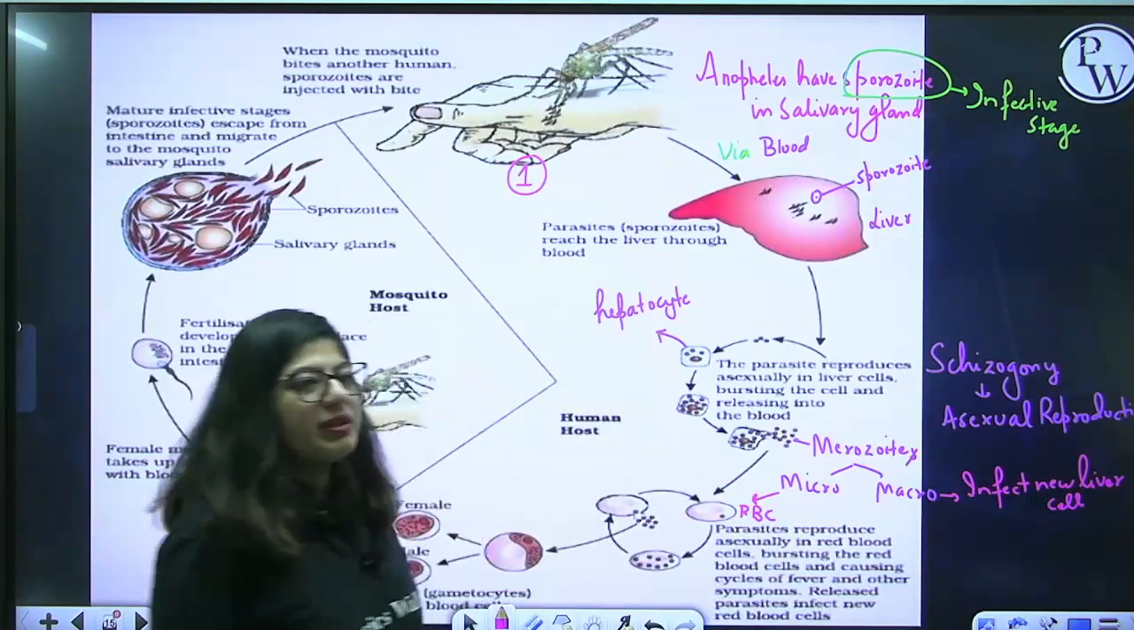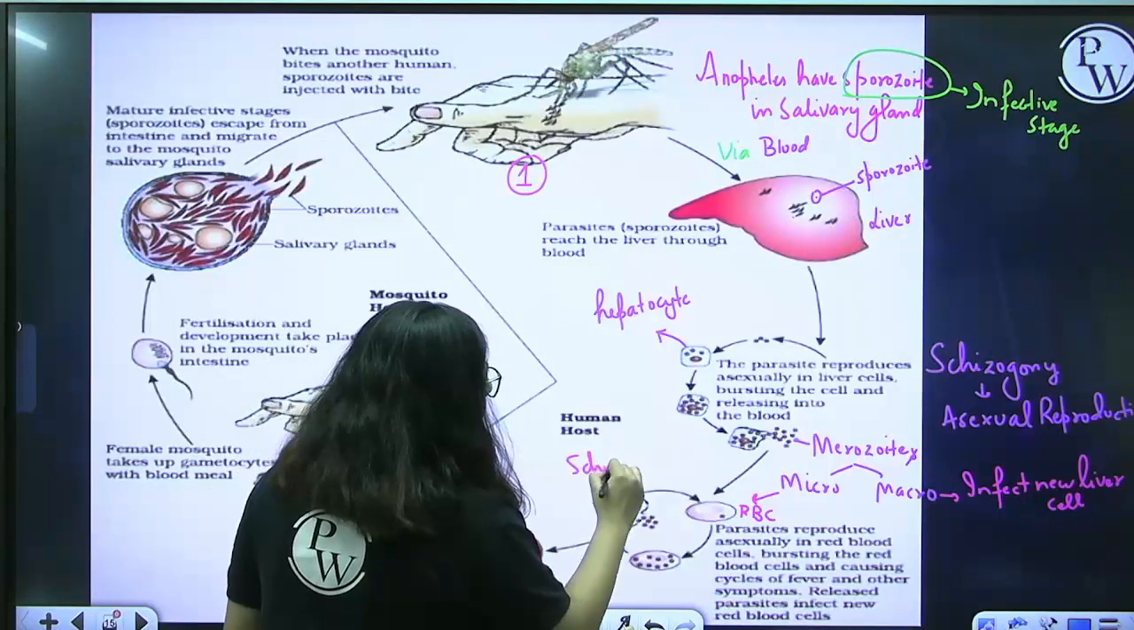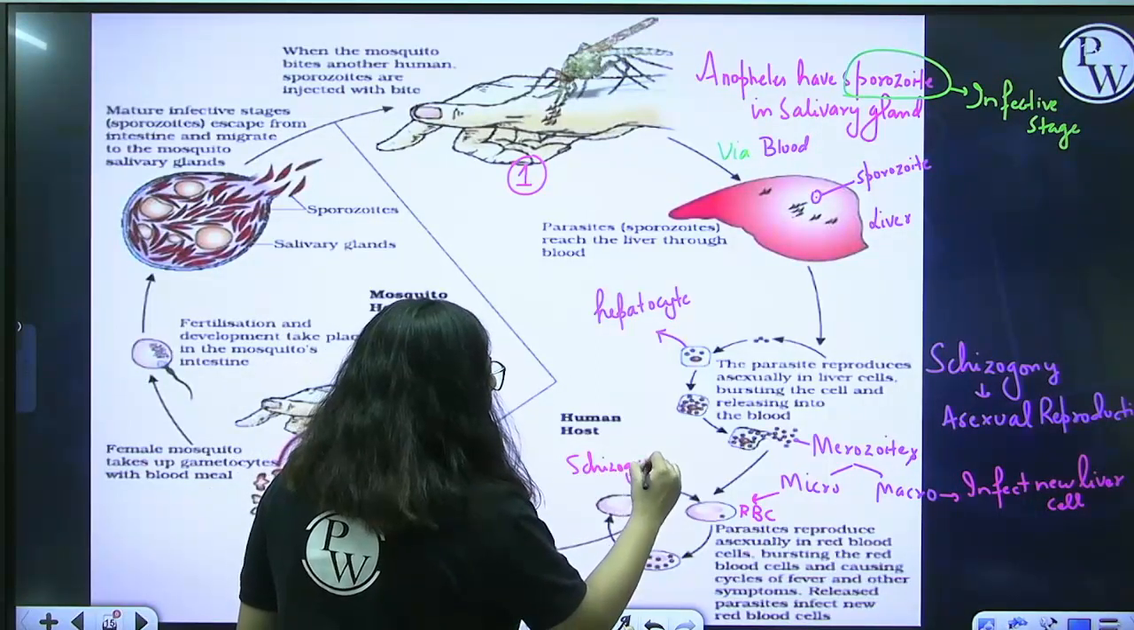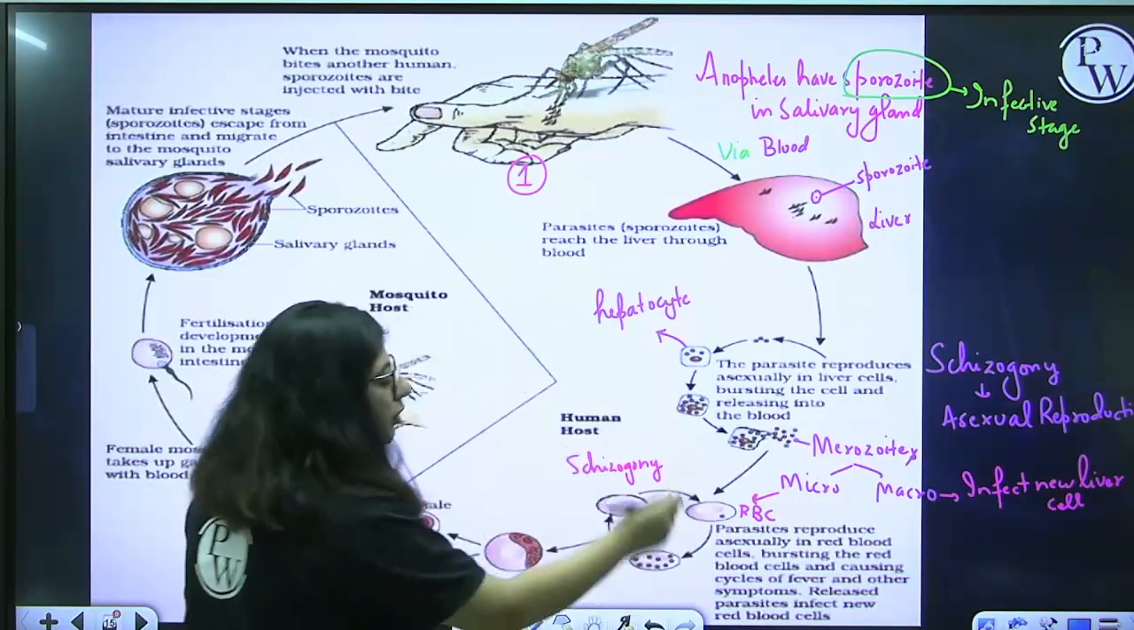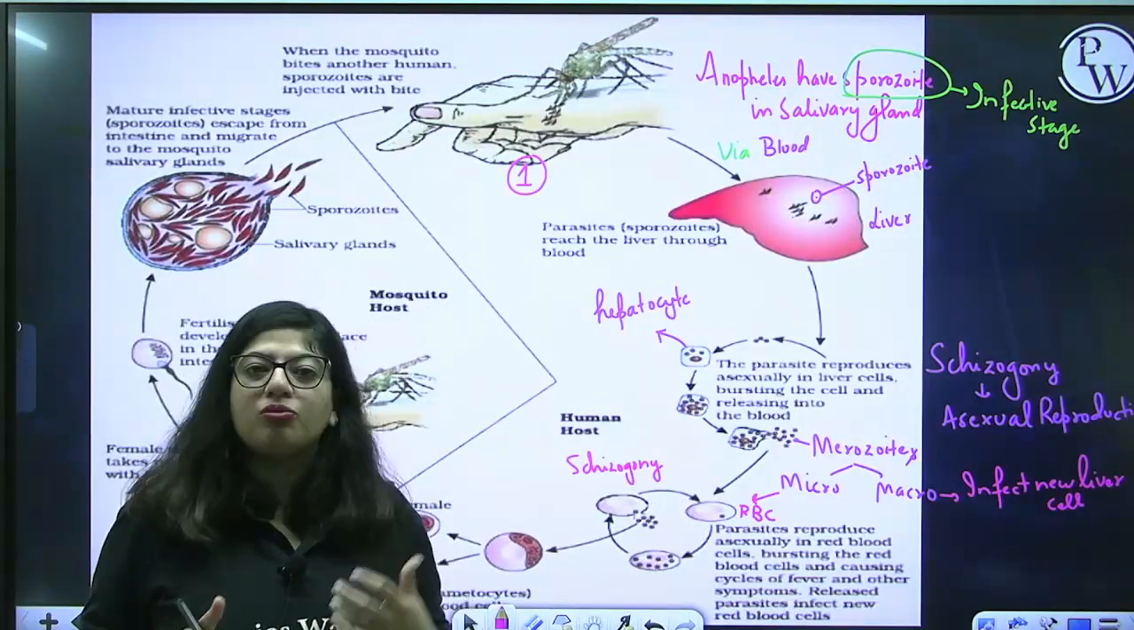In the RBC, they will again show schizogony. And what is schizogony? Asexual reproduction. And they will keep on reproducing. Now once they have reproduced a lot, they have to move out.